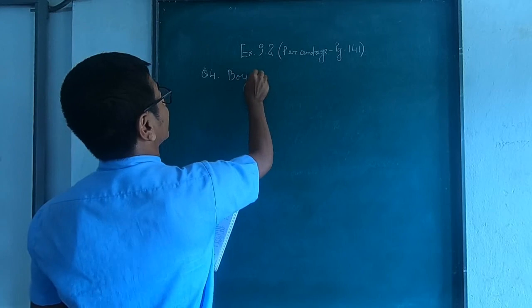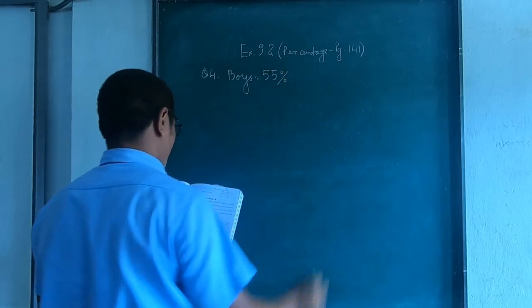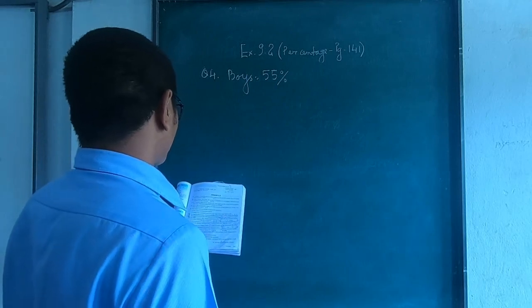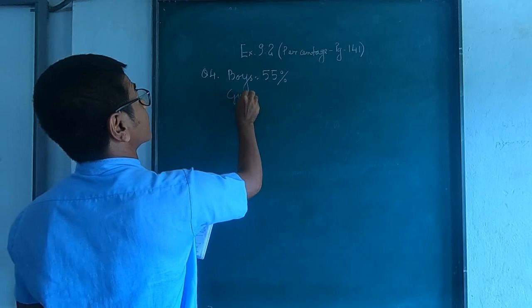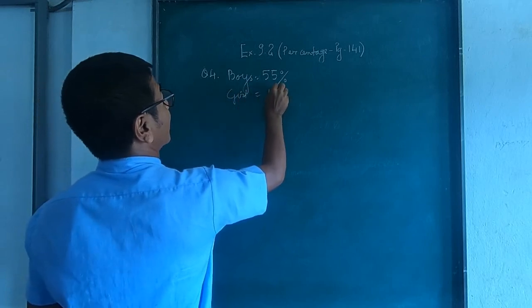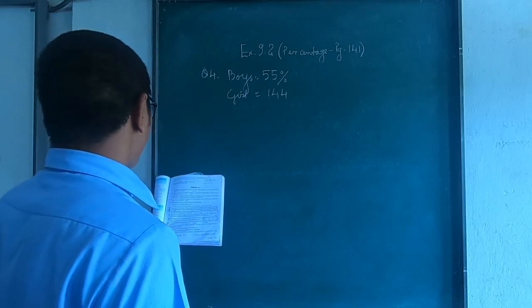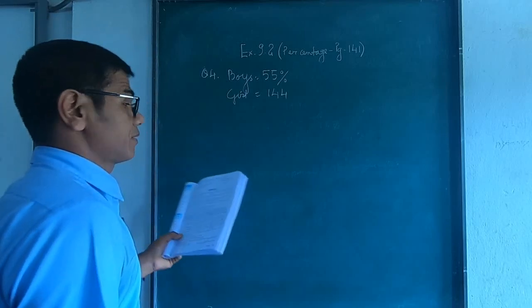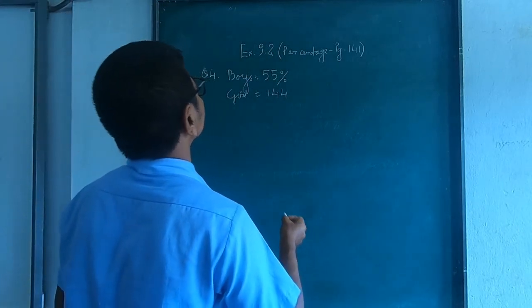Boys equal to 55%. If the girls are 144 in number, how many boys are there? We are asked to find the number of boys.